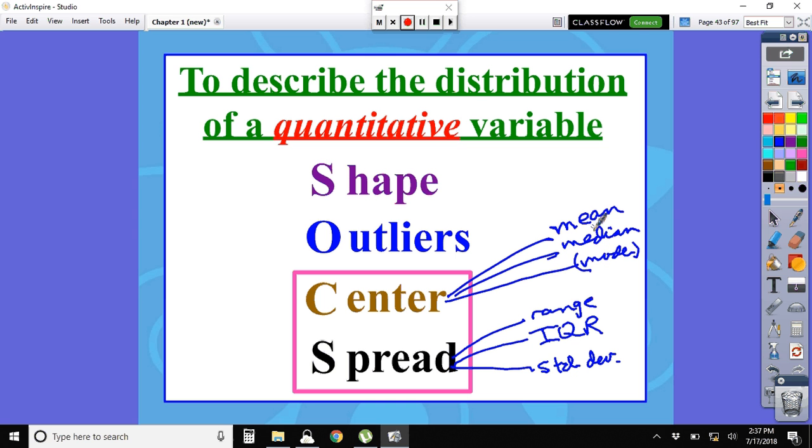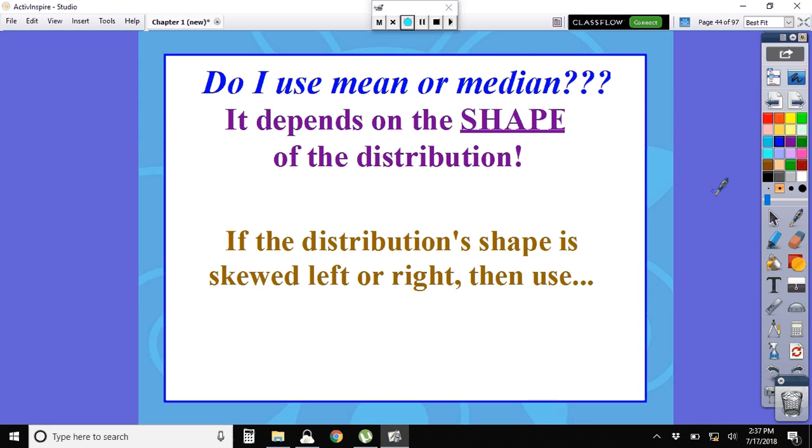So if we're going to talk about maybe mean, then do I get to talk about any of these three measures of spread? Or do I only get to talk about certain measures of spread with certain measures of center? And that is the case. So first, do I use mean or median? How do I know which measure of center to use? And really it boils down to the shape of the distribution.